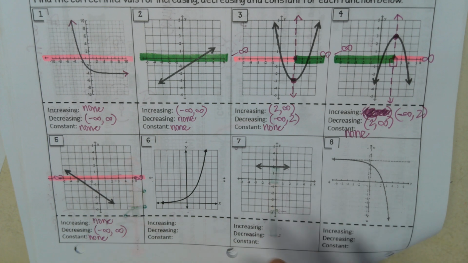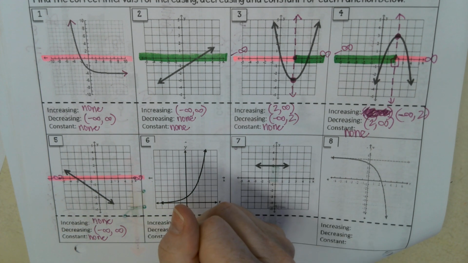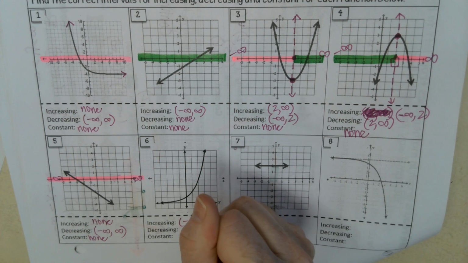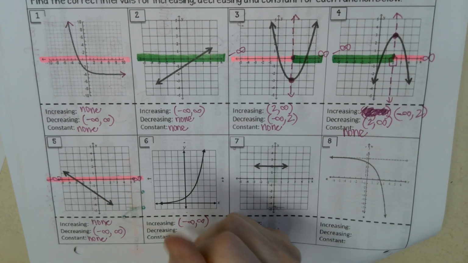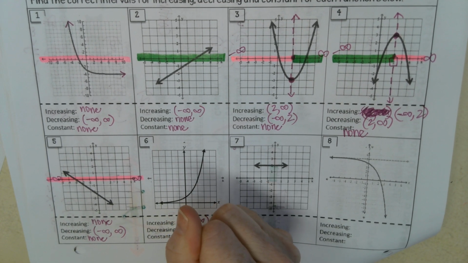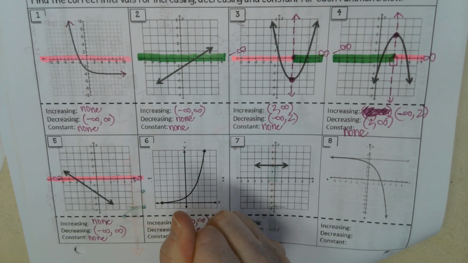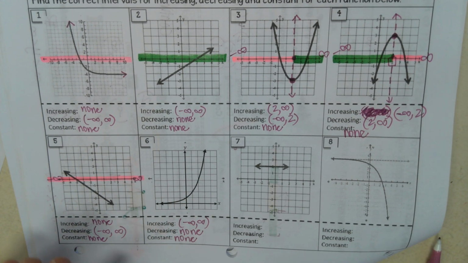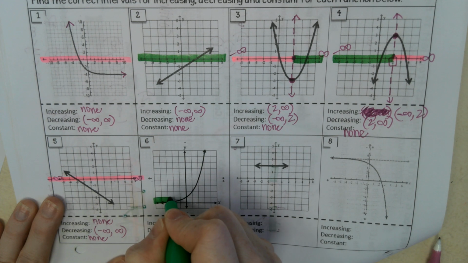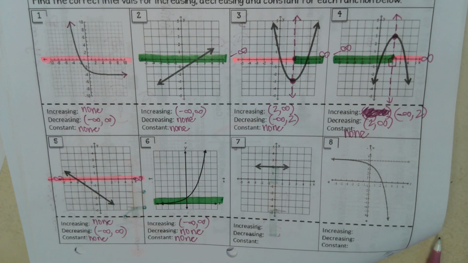All right, number 6 is an exponential function again, okay? My asymptote is actually drawn in. What's happening from left to right here? It's increasing. The whole thing is increasing. It never turns and falls, and there is no flat part of the exponential. The entire graph from left to right is increasing.